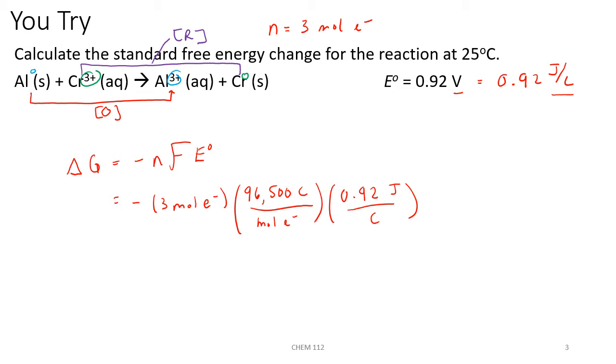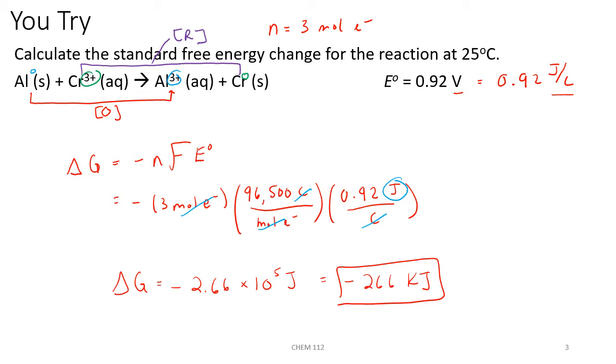You always want to check to make sure your units cancel properly, your moles of electrons, your coulombs cancel. You're left with joules, which is the units for energy. And for this problem, we get a Gibbs free energy of negative 2.66 times 10 to the 5th joules, or in other words, negative 266 kilojoules. And so, as we would have expected, we got a negative value for our delta G. We had a positive value for our E cell, and so both of those together tell us we have a spontaneous reaction.